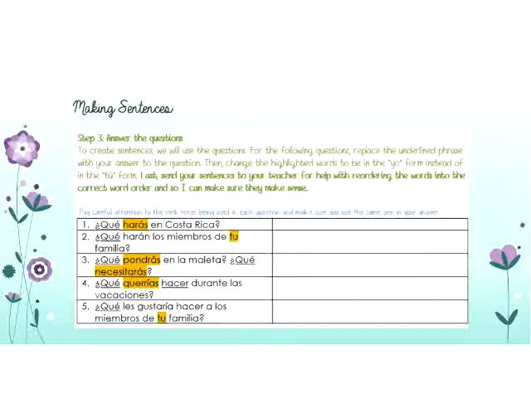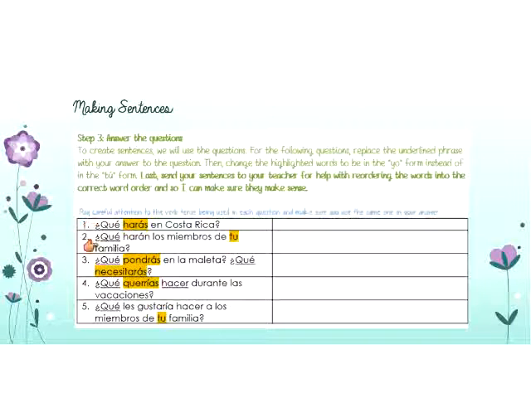So here are your questions. Step 3 is going to tell you to change the highlighted portions to be in the yo form, and then replace the underlined portions with your answer. So in these questions we have, what will you do in Costa Rica? So instead of what will you do, you might say, I will swim. So you would use the verb nadar in the future tense.